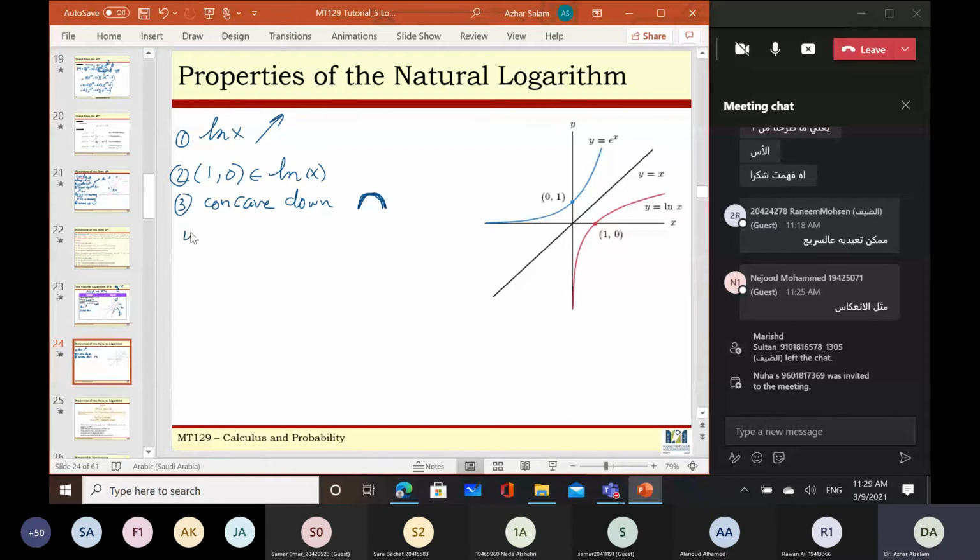Another useful property: the logarithm of the number one, the one on the x-axis. Its natural logarithm is always 0. So ln 1 is always 0. So in calculations or simplification, when I have ln 1, it immediately equals 0.